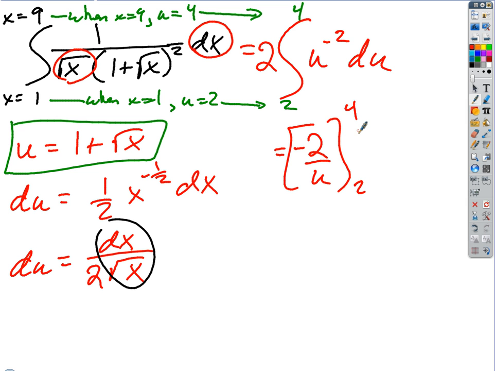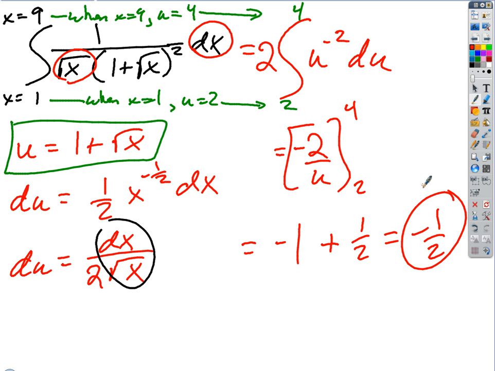2 to 4. Okay, so if I evaluate that at 2, I'm getting what? Negative 1, minus, if I evaluate that at 4, what do I get? Negative 1/2. So plus 1/2. What's negative 1 plus 1/2? Done. Make sense? Okay.